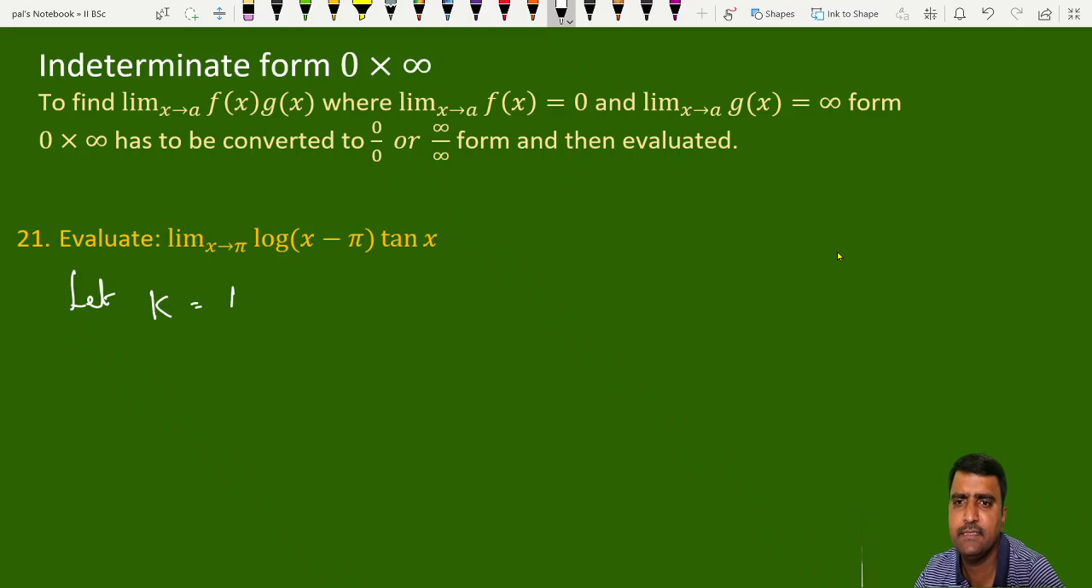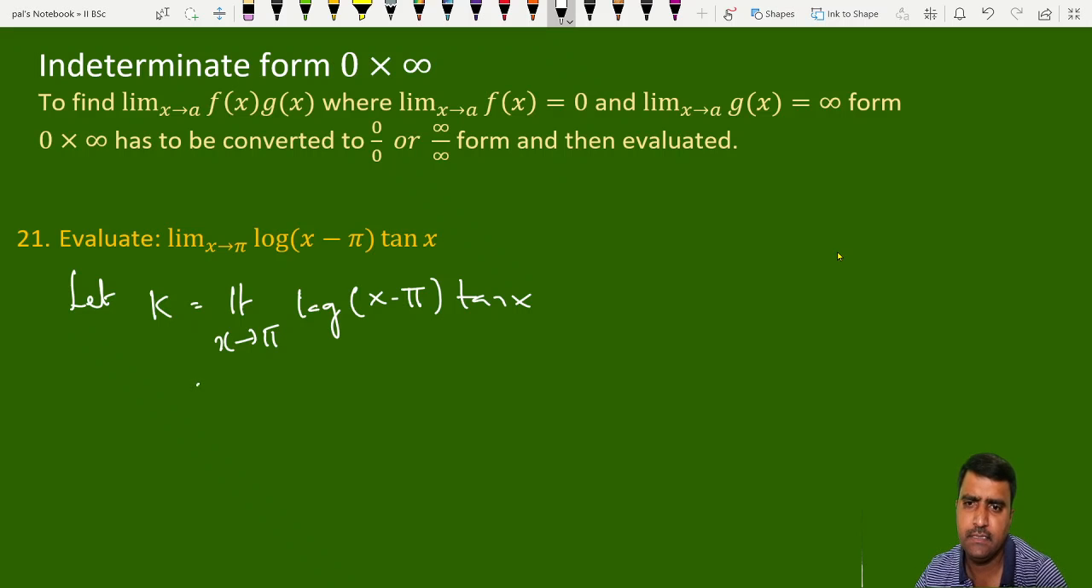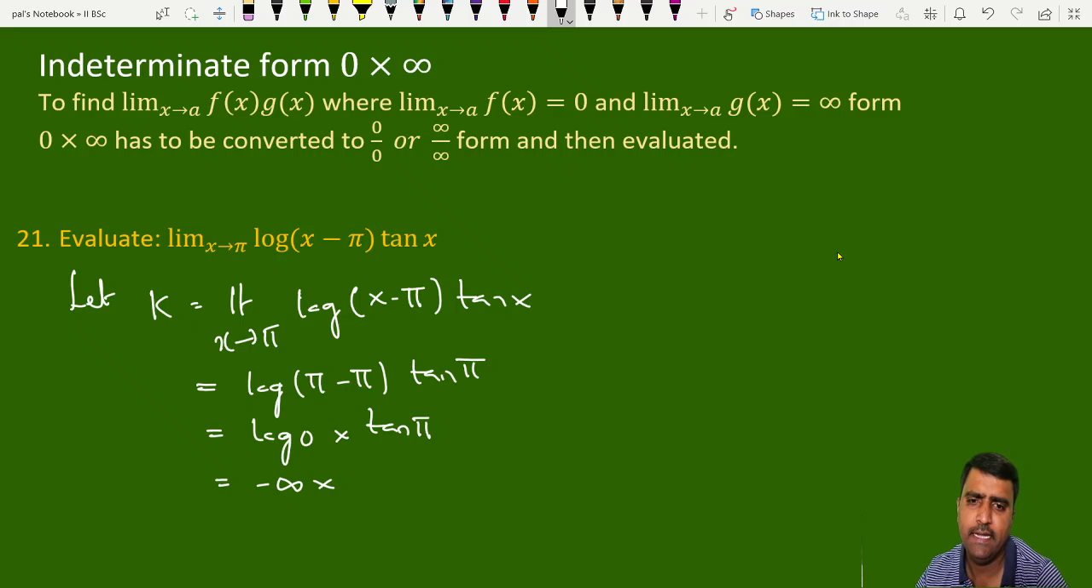Take this function, k is equal to limit x tends to pi of log of x minus pi into tan x. You apply the limit to this function, it is log of pi minus pi into tan pi, so that is log 0 into tan pi. As all of you know, log 0 is minus infinity and tan pi is 0. So it takes infinity into 0 form. Irrespective of its sign, it is infinity into 0 form, which is indeterminate.